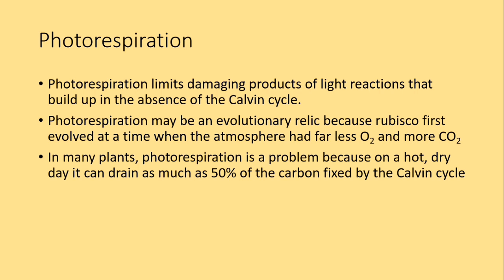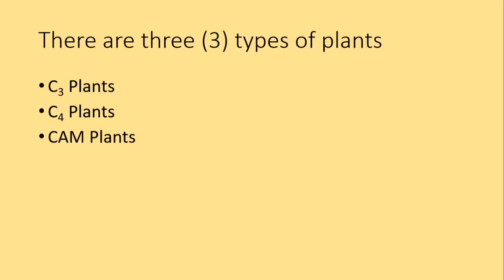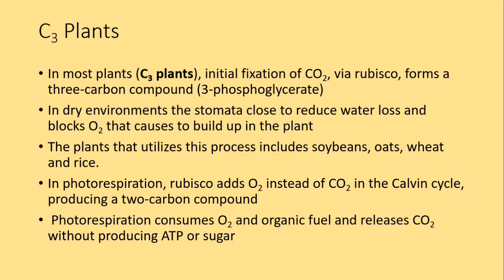Photorespiration may be an evolutionary relic because Rubisco first evolved at a time when the atmosphere had far less oxygen and more carbon dioxide. In many plants, photorespiration is a problem because on a hot, dry day, it can drain as much as 50% of the carbon fixed by the Calvin cycle. So now let us discuss the three types of plants: the C3 plants, C4 plants, and CAM plants.